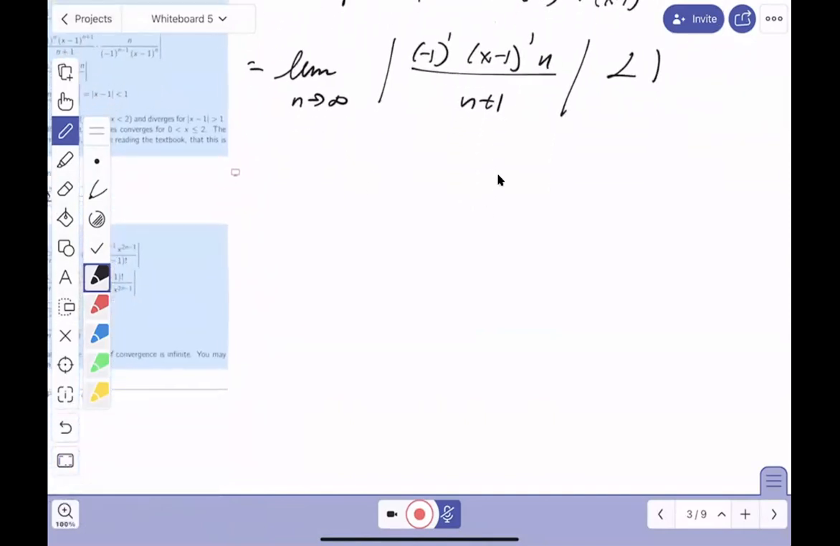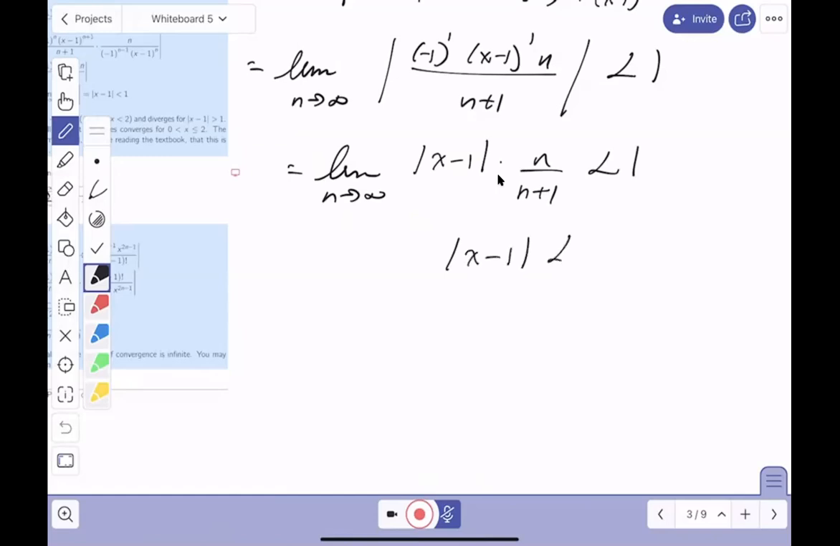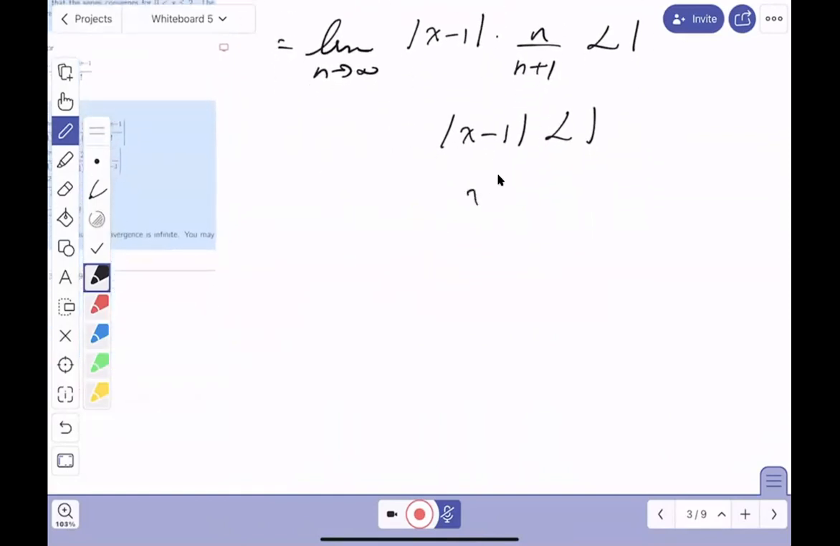Well, I'm going to take the absolute value of that, and that's going to be limit, n goes to infinity, of the absolute value of x minus 1 times n over n plus 1, less than 1. Well, if you do that limit, it involves an n, and that limit is going to be just simply the absolute value of x minus 1 times 1, less than 1. I have to solve that inequality, and that's going to be x minus 1 is between 1 and minus 1. I'm going to add 1 to all sides, and you get this over here.